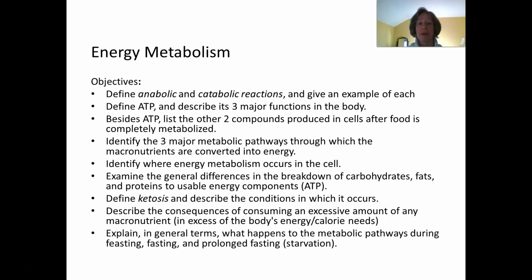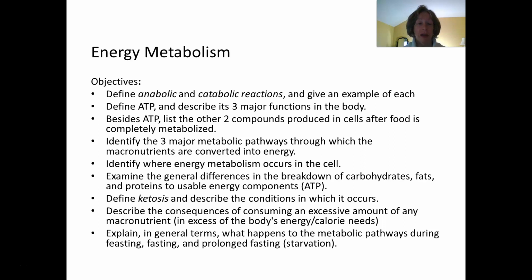So identify the three major metabolic pathways through which the macronutrients are converted into energy. That's glycolysis, the TCA cycle, also called the Krebs cycle, or the citric acid cycle. And the third metabolic pathway is the electron transport chain, which is also called oxidative phosphorylation. That's it. I just need you to know the names of them. So where does energy metabolism occur in the cell? Where in the cell do these reactions occur? Inside the cell, mostly in the mitochondria.